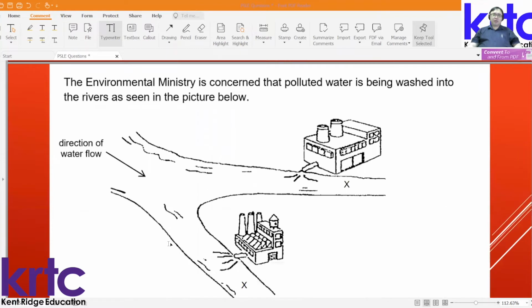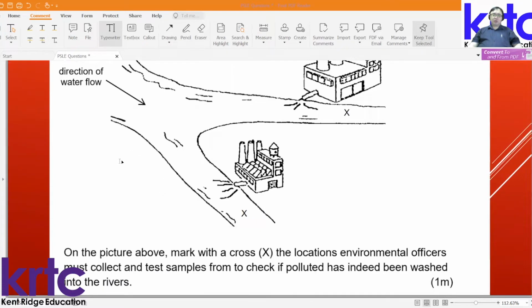So here's another one that's close to the heart of many people. The Environmental Ministry is concerned that polluted water is being washed into the rivers as shown below. The first question is: on the picture above, mark with a cross X the location environmental officers must collect and test samples from to check if pollution has indeed been washed into the rivers.